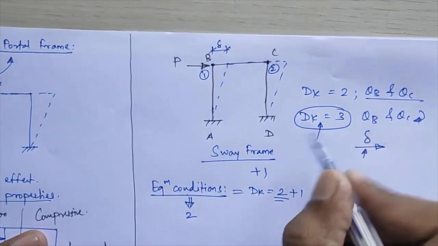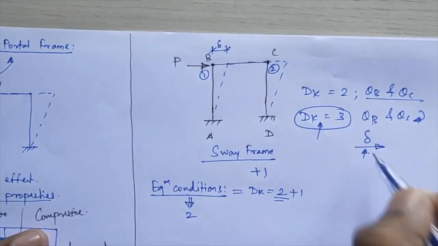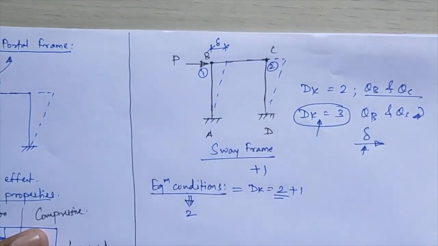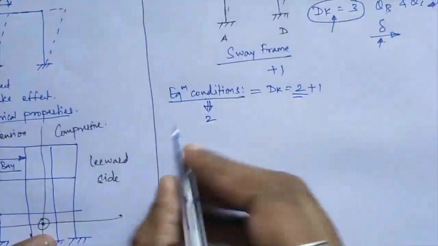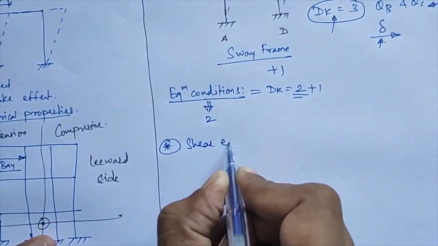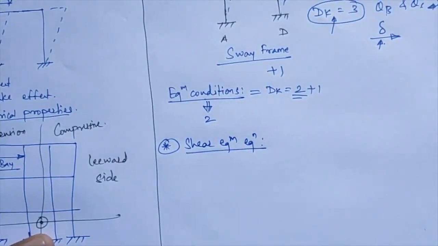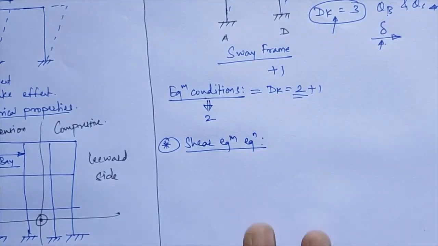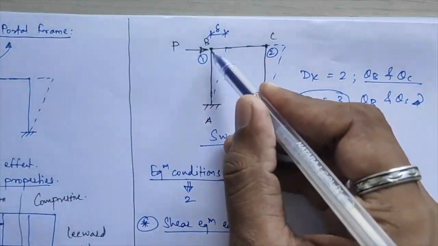So we cannot find the 3 unknowns, that is theta B, theta C and delta, from these two conditions of equilibrium. In that case, you need one more equation, which will be your additional equation. We call it the shear equilibrium equation. For calculating this shear equilibrium equation, we need to consider the equilibrium of these columns.